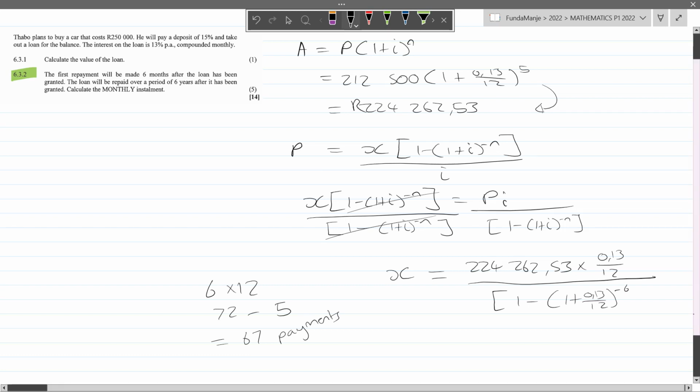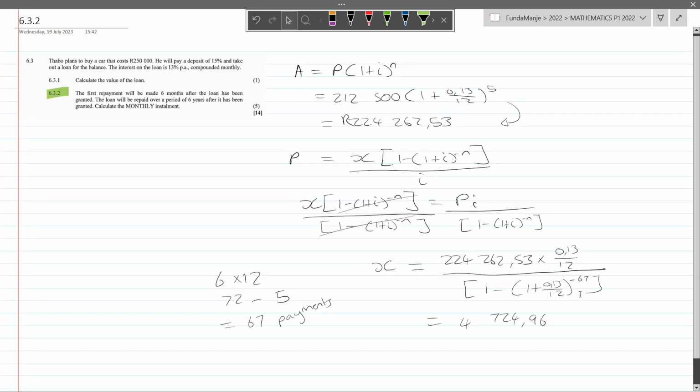So put minus 67 over there, and the answer that you get is 4,724.96. Then you can think to yourself, this is just a question for you. If he had started paying back the loan a month after it was granted, would his monthly installments have been greater or smaller than this calculated amount?